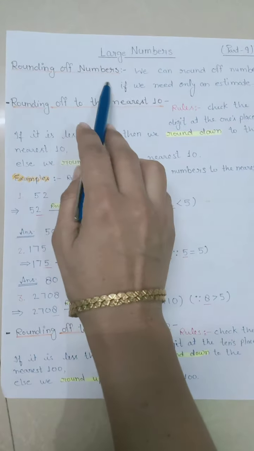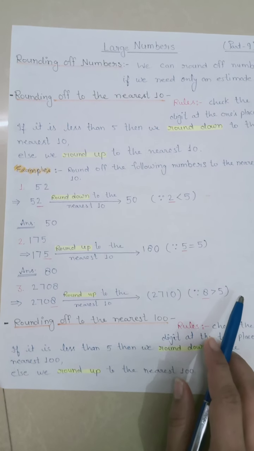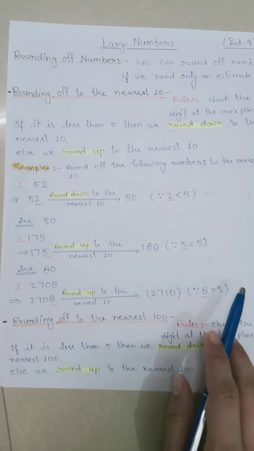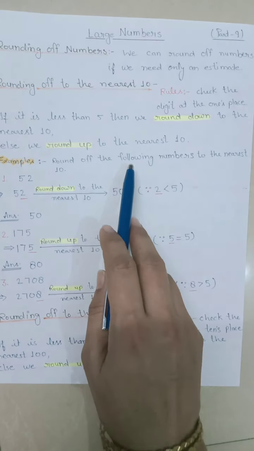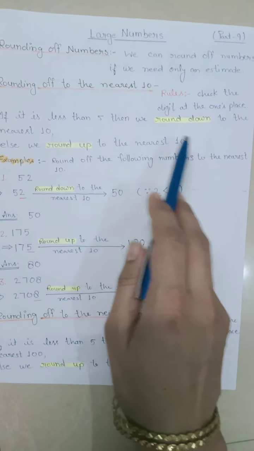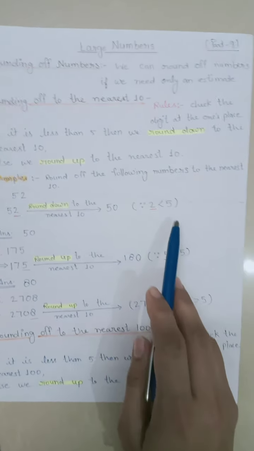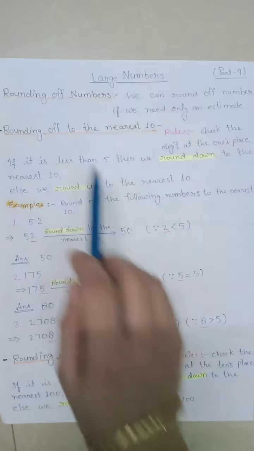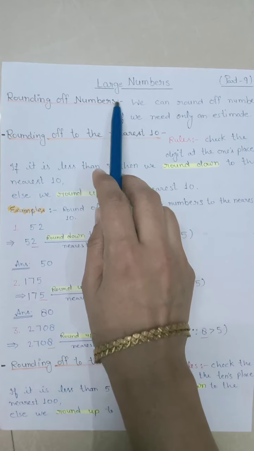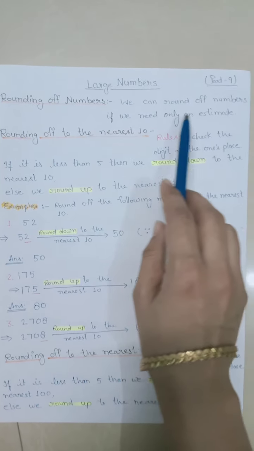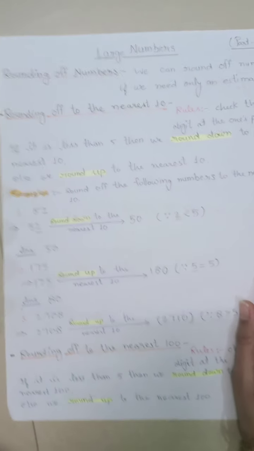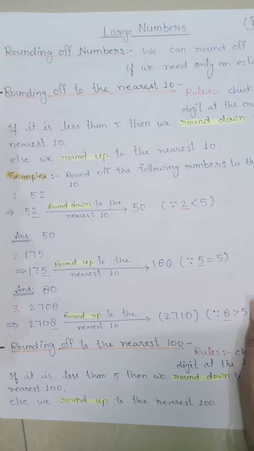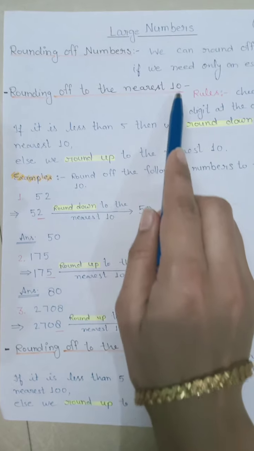We can round numbers by rounding down or rounding up. So let's see, through an example and the process, how we can round off numbers. Look here: rounding of numbers. We can round off numbers if we need only an estimate. Rounding off to the nearest.